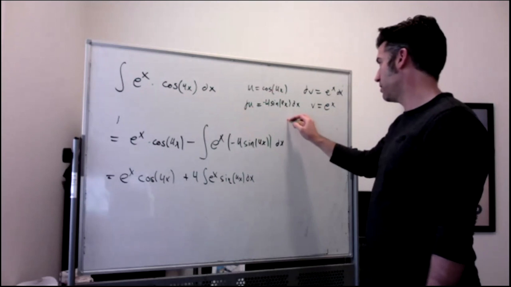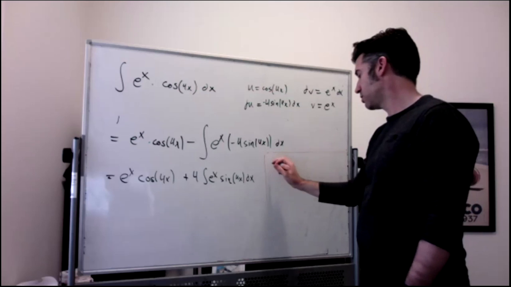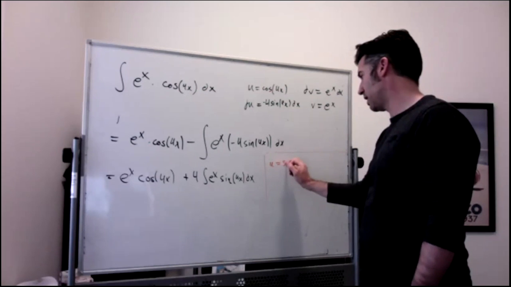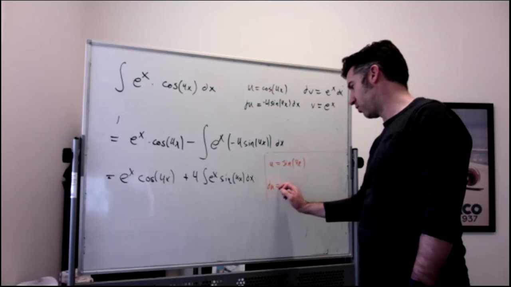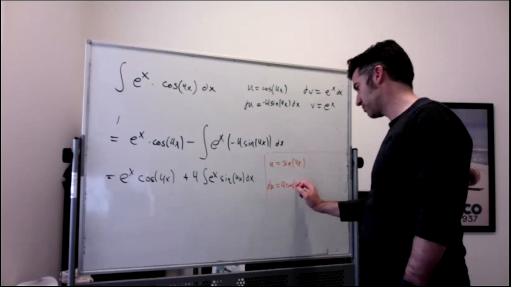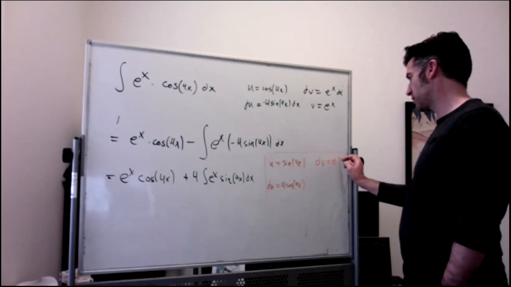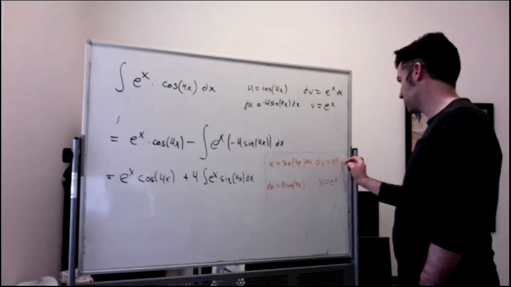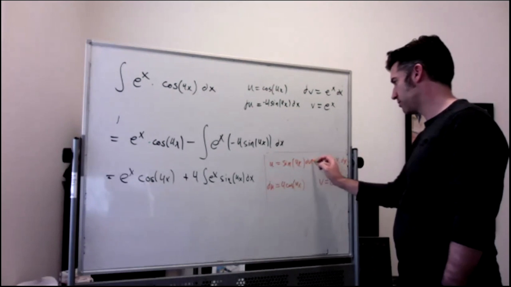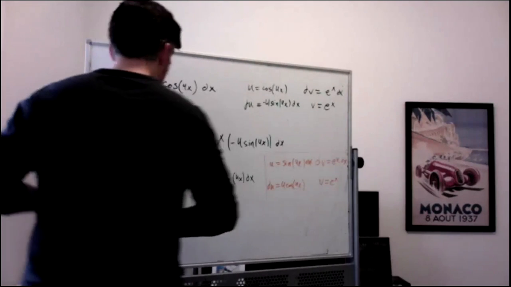So we're going to let u equal sine of 4x. The derivative is 4 cosine of 4x. And dv again is e to the x, and v is e to the x. I forgot my du's here, dx, sorry. If you have to go, you can go. We're almost done though, so let's finish this problem.